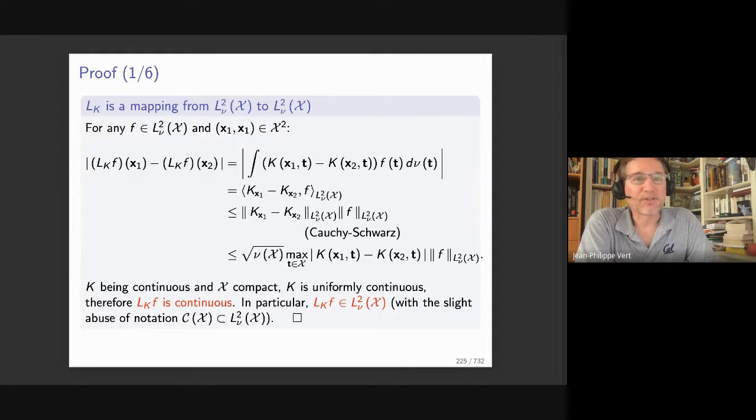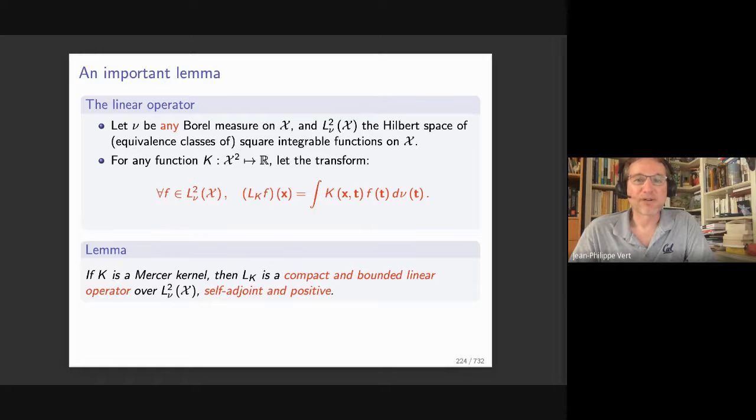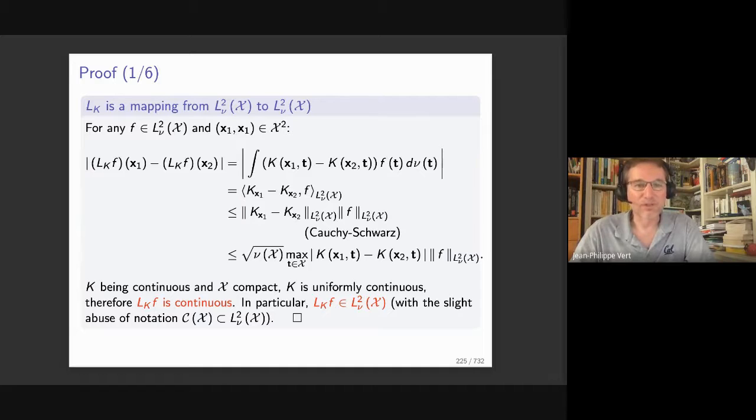So the first property is: is Lk indeed a linear operator from L2 to L2? Here I must say I will be a bit, not sloppy, but use a slight abuse of notation. Because remember that L2 is not a space of functions, it's a space of equivalence classes of functions. And here, Lk of f is defined for any x as a function. So when we say that Lk f is in L2, what we mean is that Lk f as a function is square integrable, and we will see, in fact, that it's a continuous function, and therefore it's also an element of L2 in the sense that its equivalence class is in L2.